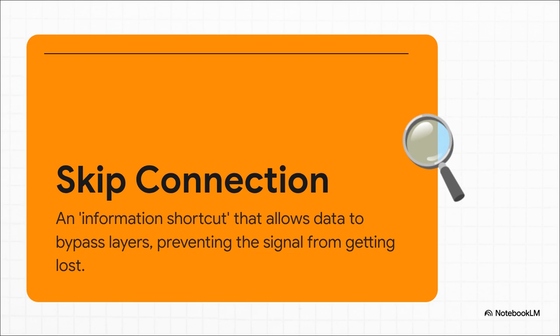Remember how that learning signal was getting lost as it traveled back through all those layers? Well, a skip connection creates a shortcut. It allows the clean, original information from an earlier layer to completely bypass a few layers and get added back in further down the line. It gives the signal a direct, fresh path so it doesn't get distorted.